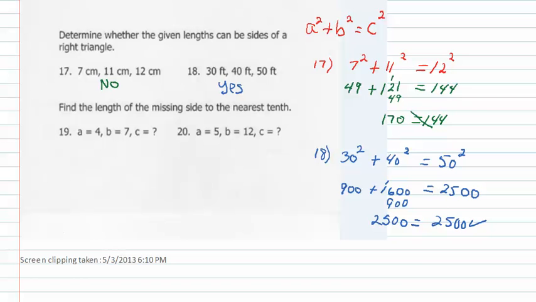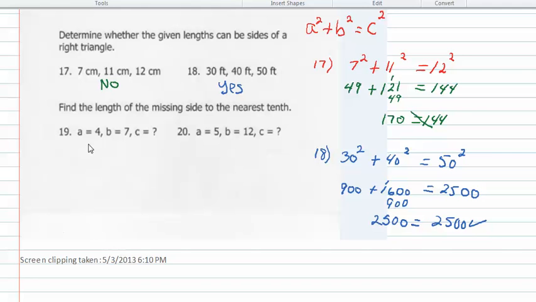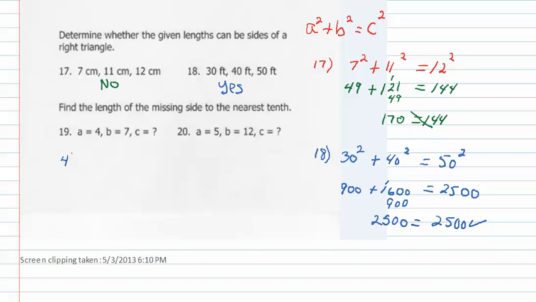Alright, number 19. It says find the length of the missing side to the nearest tenth. So again, we'll use the Pythagorean theorem. So it's 4 squared plus 7 squared equal to c squared. So now we got 4 times 4, 16. 7 times 7, 49 is equal to c squared. So now we're going to add 49 and 16. I've got 65. And then I've got c squared.